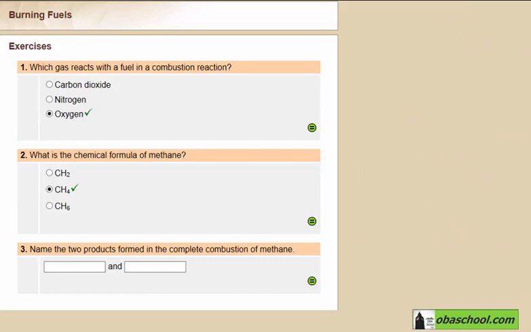Now, name the two products formed in the complete combustion of methane. What are the products of the complete combustion? So pay attention to the word complete, and this means that we have excess oxygen gas. What will be the products? So they are carbon dioxide and water. Any complete combustion reaction of any alkane will produce carbon dioxide and water.